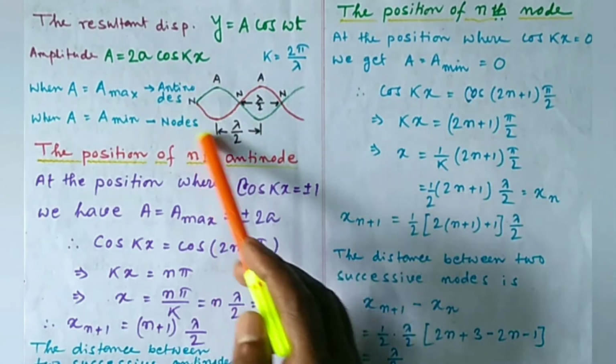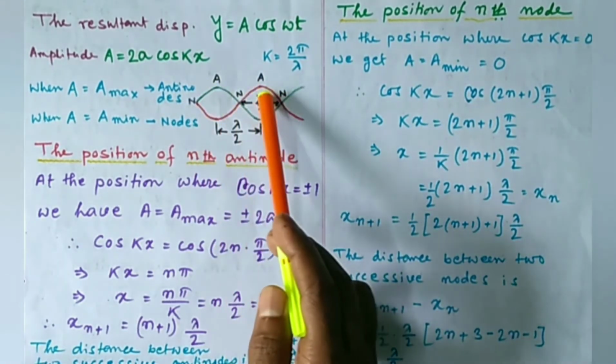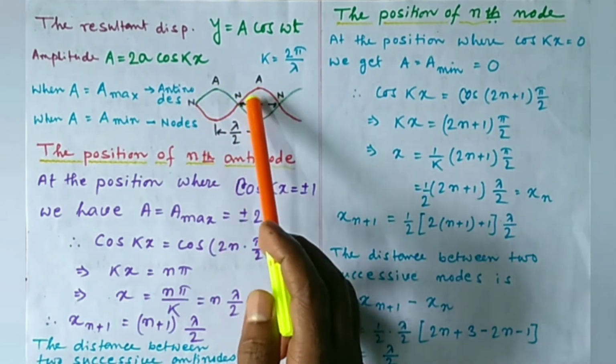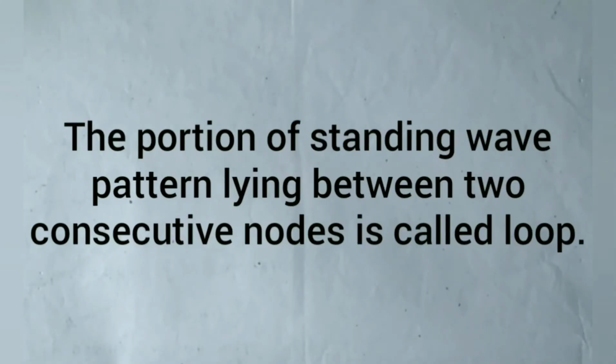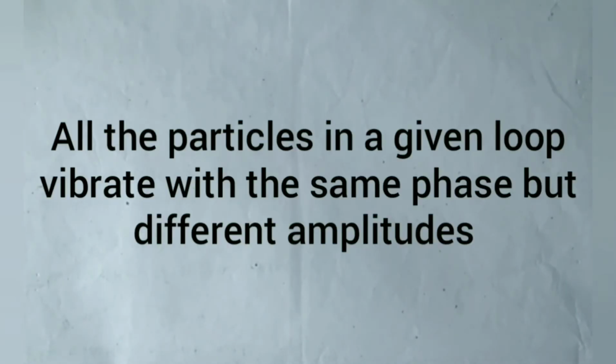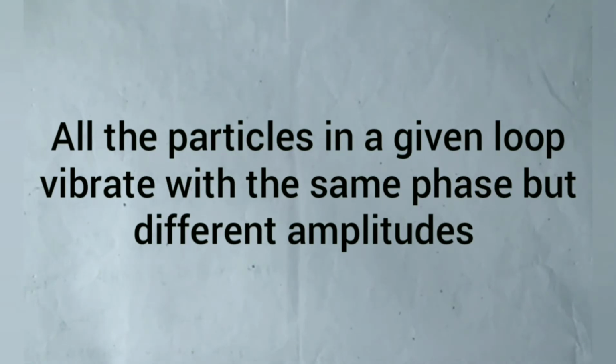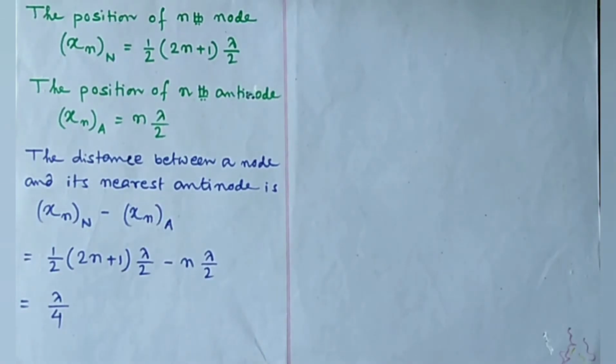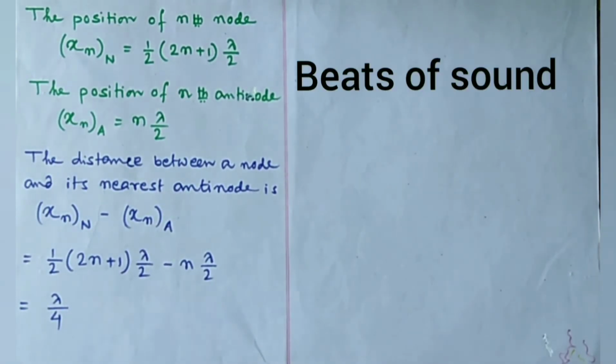Now look at the diagram. This portion are the loops of the standing wave. Thus, the portion of standing wave pattern lying between two consecutive nodes is called a loop. All the particles in a given loop vibrate with the same phase but different amplitudes, and the particles in two consecutive loops vibrate in opposite phase. In the next section, we will discuss beats of sound.